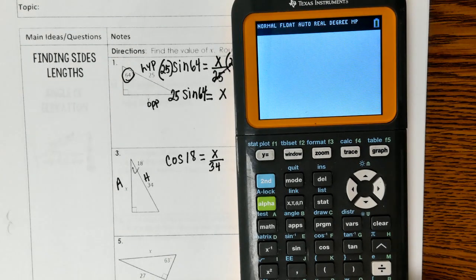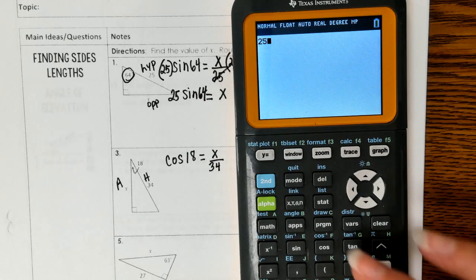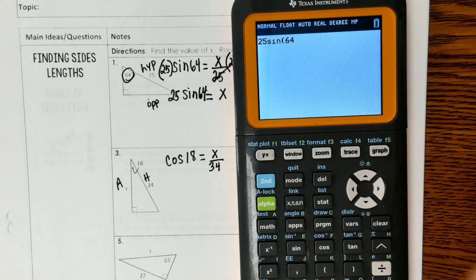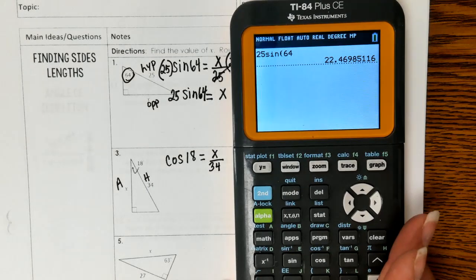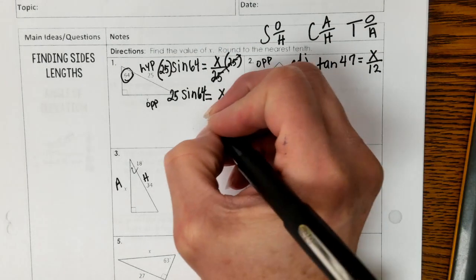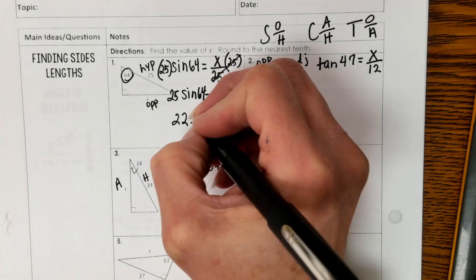So I'm going to go ahead and press 25. You can put the multiply, or you don't have to. You can just press the sine button and 64, and it automatically knows to do the multiplying. So press enter, and our answer is 22 point. It said round to the nearest tenth, so it is 22.5 for our problem number 1.